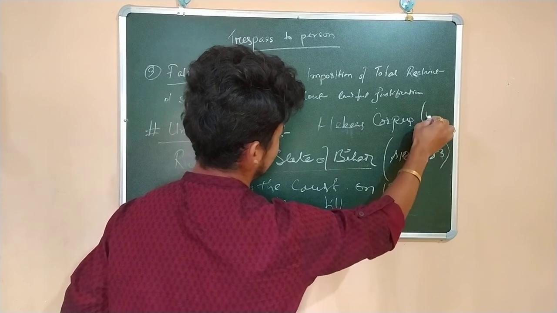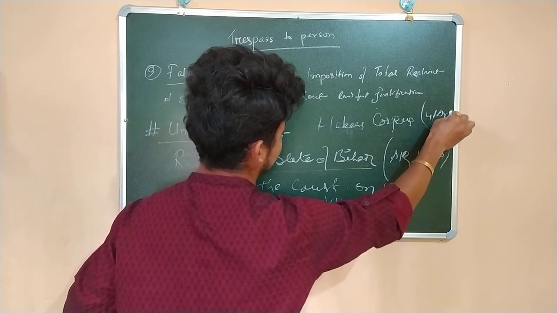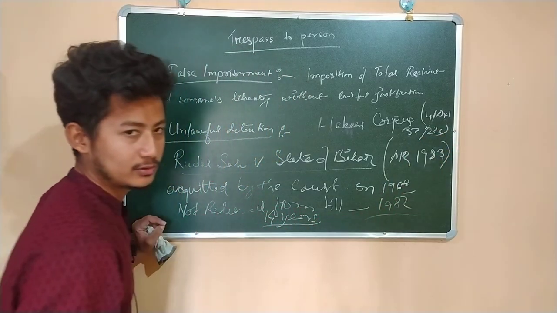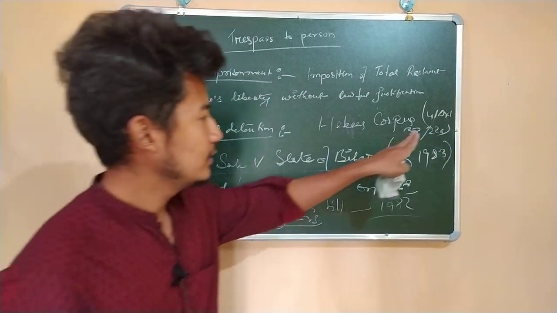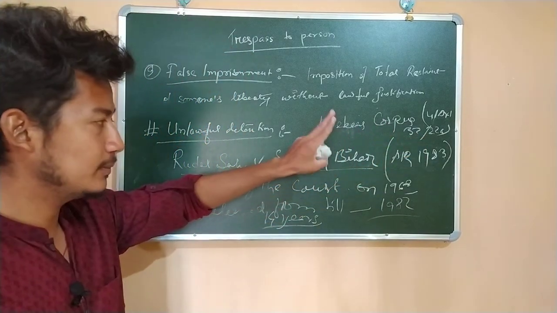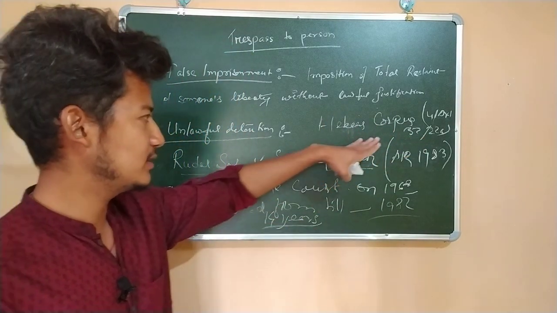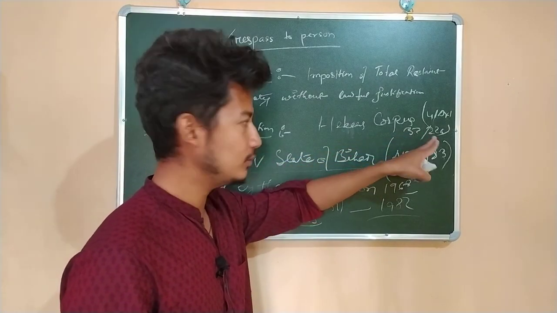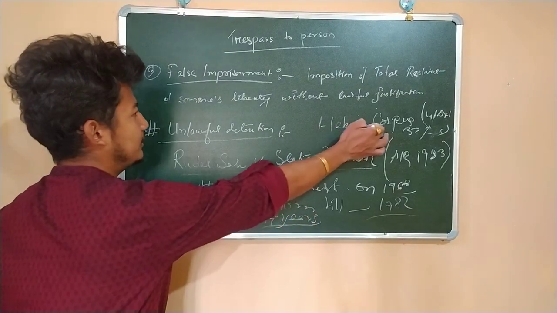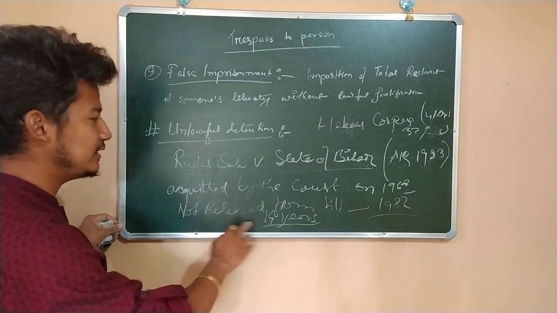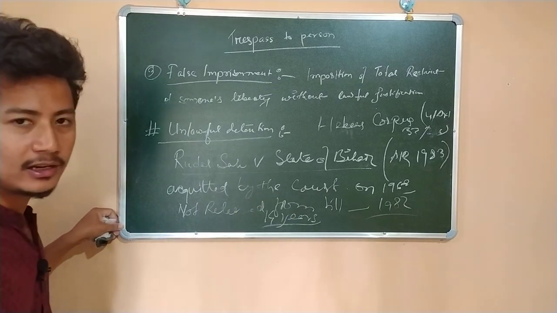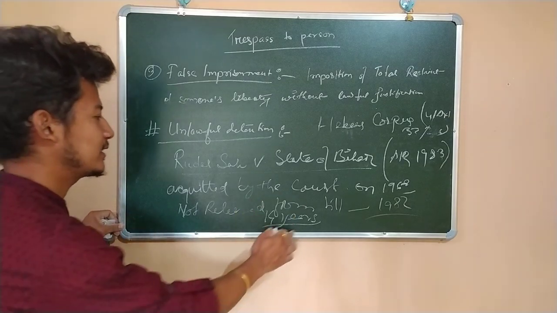Habeas corpus under Article 32 and 226 of the Constitution of India. Under Article 32, that is the Supreme Court. So the petitioner filed a writ petition under Article 32 before the Supreme Court, that is the writ of habeas corpus for his release, because he was illegally detained, unlawful detention for an extra 14 years.